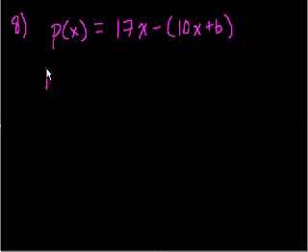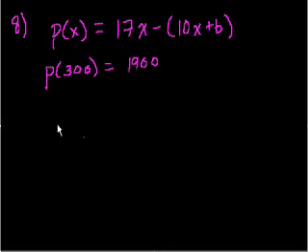So we know that P of 300 units, the profit when you did 300 units, is $1,900. Right? And we want to figure out B. So what is P of 300? So let's put 300 in here. We know it also equals 1,900, but let's put it here.